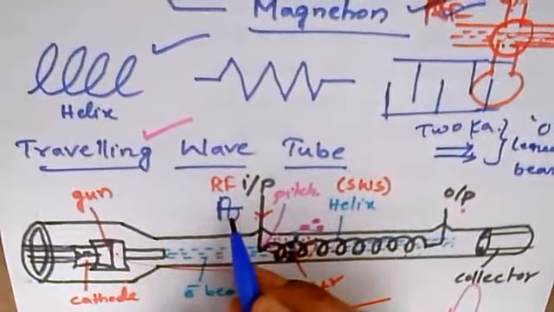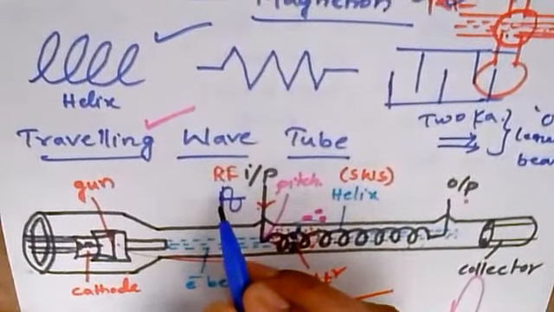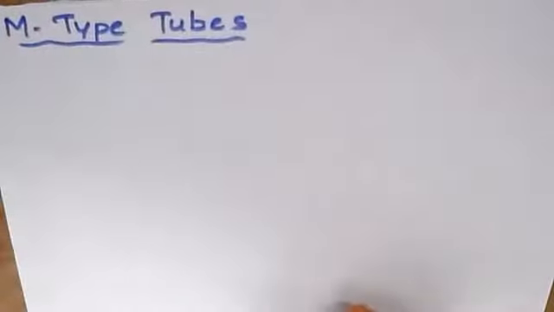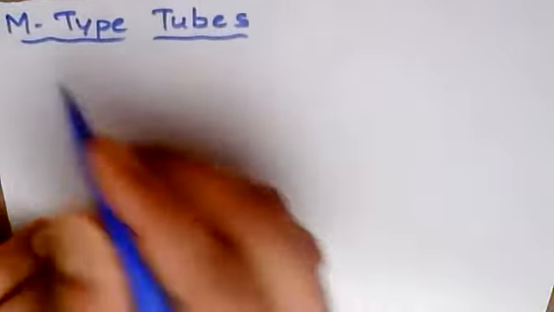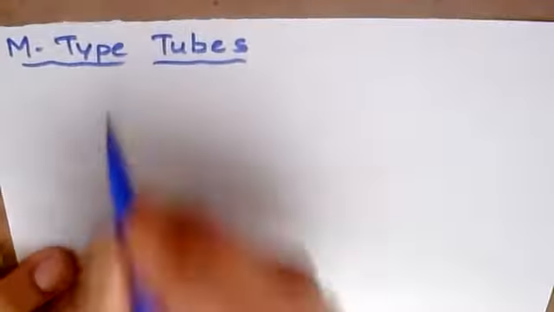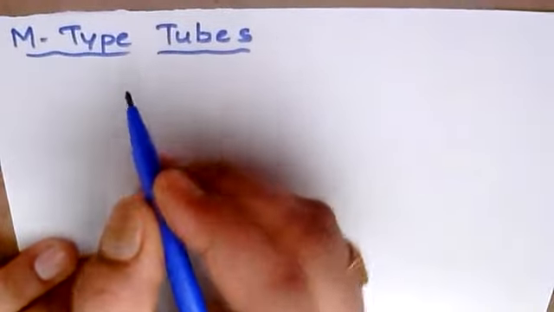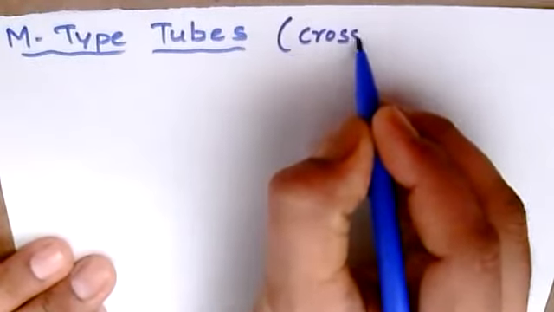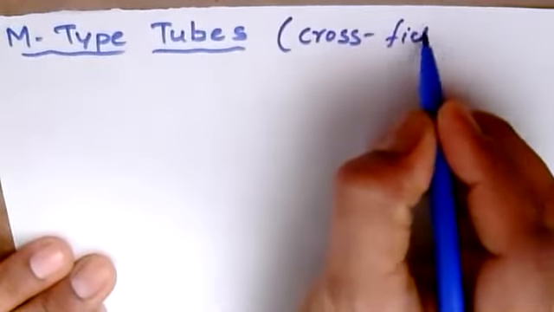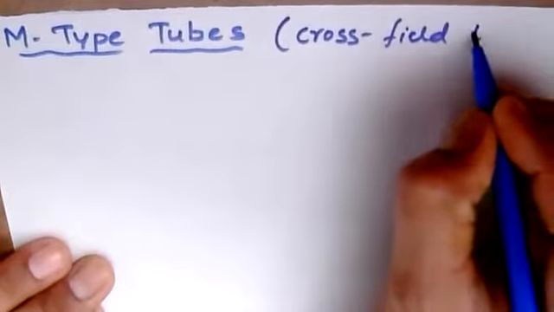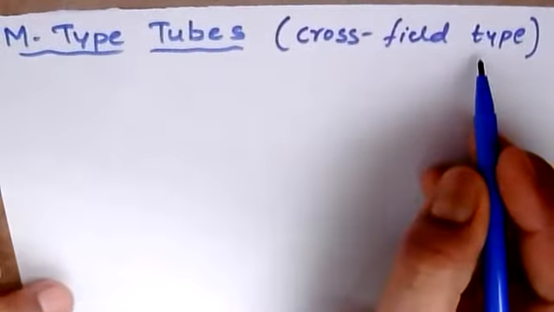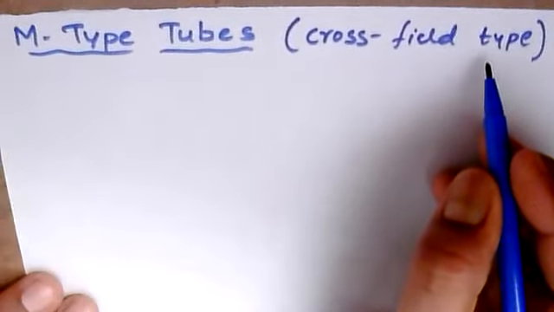That is nothing but the second type of tubes. There are two types, as I've told. The classification is made by two types of tubes: the O type tube and the M type of tubes. And this is the M type of tubes. This is also called crossed field type of tubes. And why is it being called crossed field type of tubes?